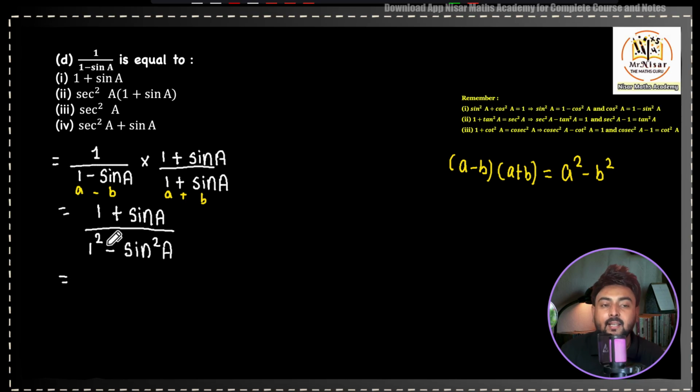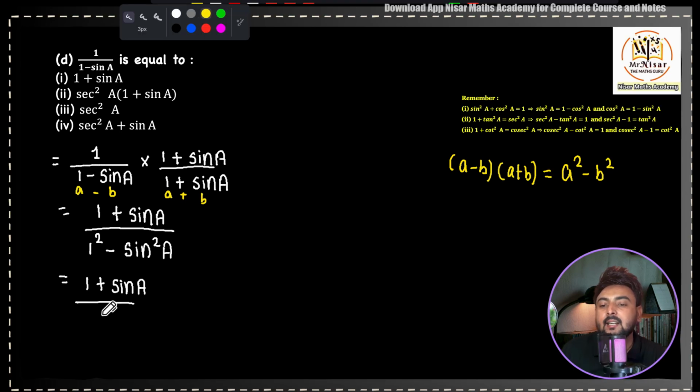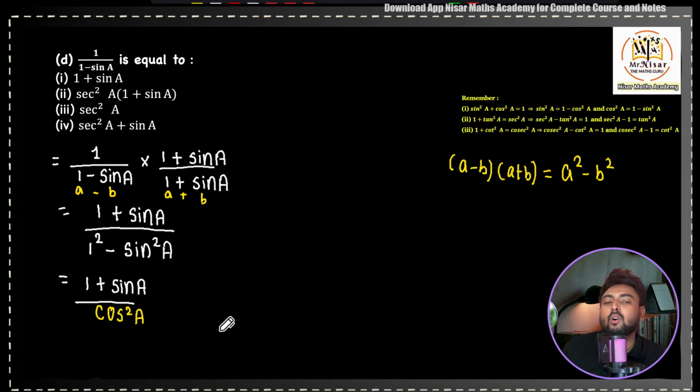Now for 1 plus sine A, nothing we can do, but we note the identity. We know the first identity, sine square plus cos square is equal to 1. So cos square is equal to 1 minus sine square A. I'll write 1 plus sine A as it is, and 1 minus sine square A is nothing but cos square A. Then what can we do here?